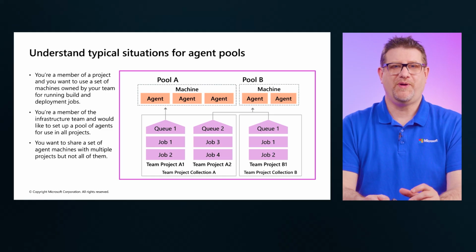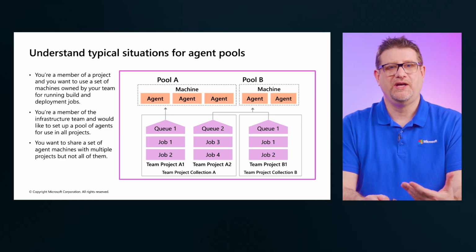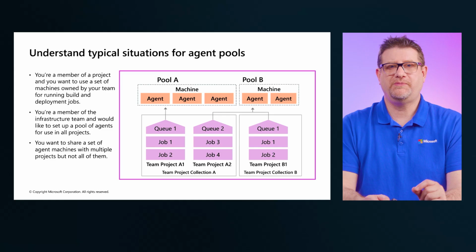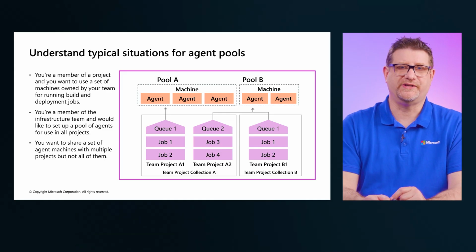moving. In practice, that means that you can have Pool A serving projects A1 and A2 with separate queues, while Pool B serves another collection. Clear, predictable resource allocation without conflicts.